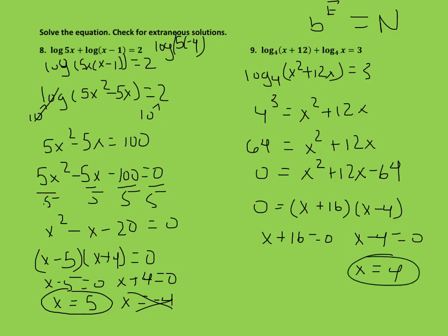That one checks. X equals negative 16. Plug it back in. It would give you a negative right here, so that one does not check. So I get x equals 4.